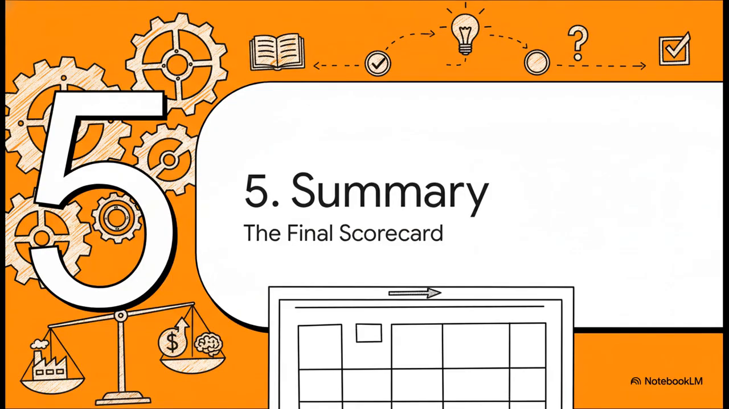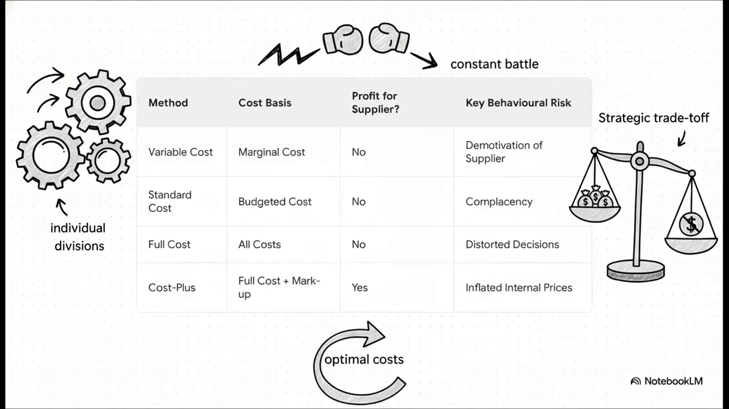Okay, let's pull all of this together with a final comparison to really lock in these concepts for your exam. This table really is your best friend for revision. I want you to notice the pattern here. As you move down from variable cost to cost plus, you are absolutely increasing the motivation for the supplier. But, and this is a big but, you are also increasing the risk of distorting costs and making bad decisions for the company as a whole. It's a constant balancing act.